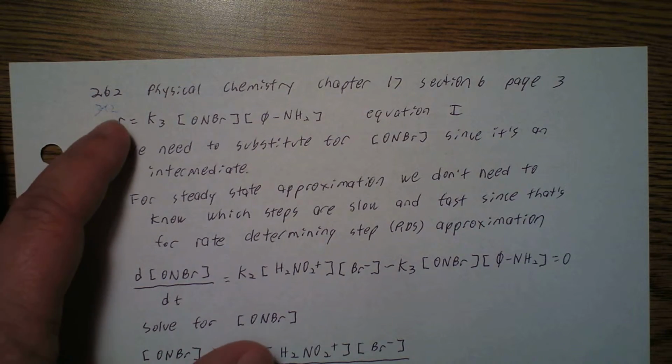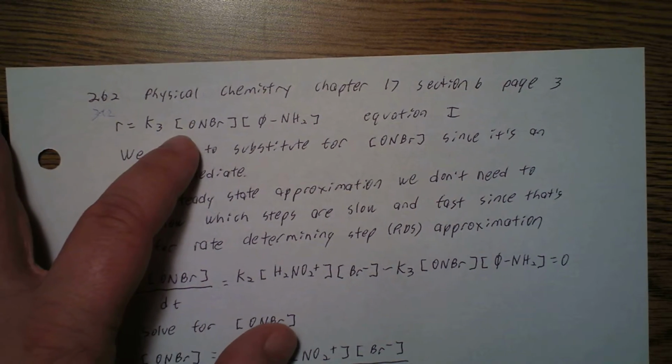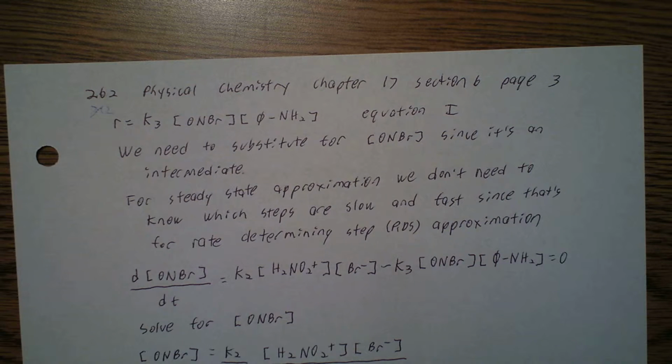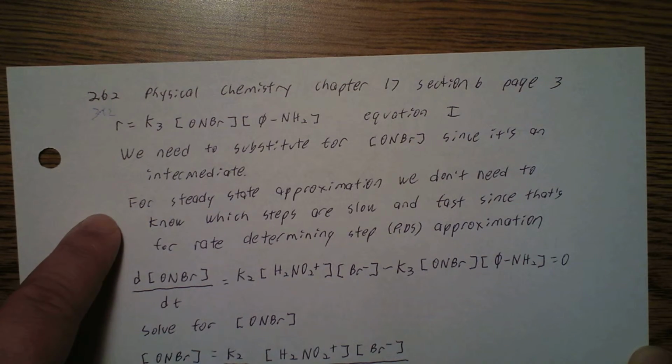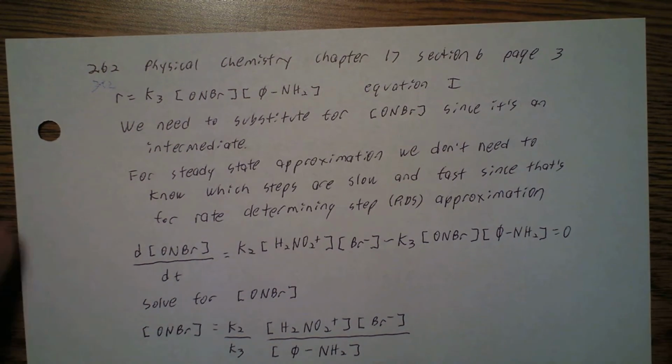And then we have R is equal to K3 times the concentration of the ONBR times the concentration of the phenyl NH2. That's equation 1. Now what we need to do is substitute for the concentration of the ONBR since it's an intermediate. Now remember, for the steady state approximation, we don't need to know which steps are slow and fast, actually, because that's for the rate determining step approximation.